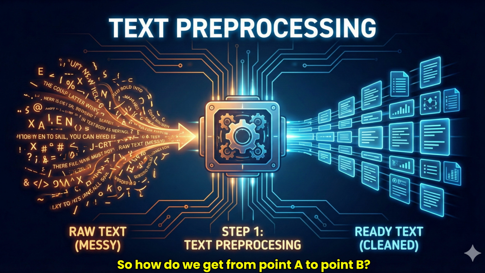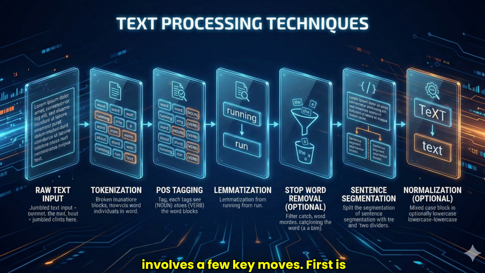So how do we get from point A to point B? Well, it all starts with step 1, the cleanup. Before a machine can even start to figure out a sentence, it has to get the text ready for analysis. You can think of it like a detective, carefully dusting for fingerprints before they even start looking at the clues. This prep work involves a few key moves. First is tokenization, which I know sounds technical, but it just means breaking a sentence down into individual words or tokens. Then the machine does part of speech tagging, labeling each word. This is a noun, this is a verb, you get the idea. And this is super important because the entities we're looking for are almost always nouns.